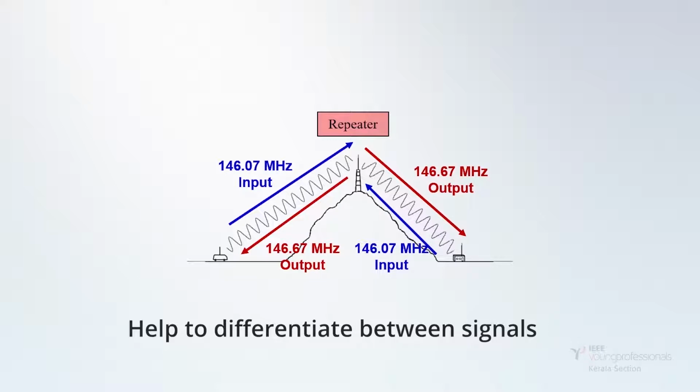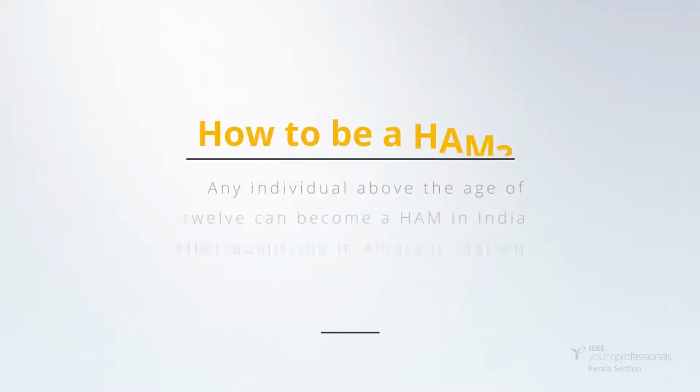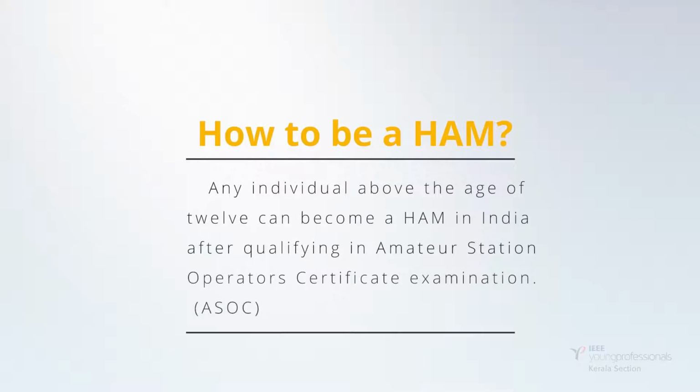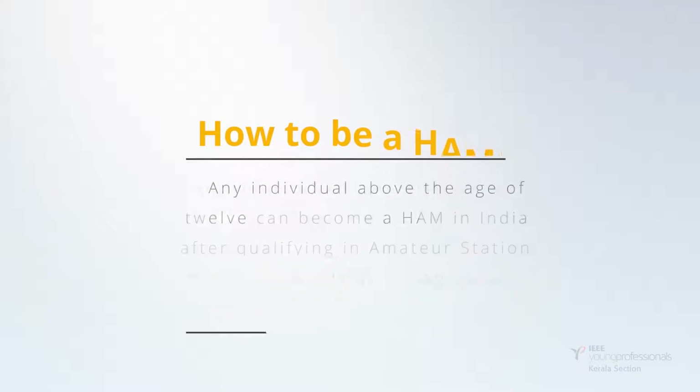So this is a basic principle involved in amateur or ham radio communication. How to be a ham operator? Any individual above the age of 12 can become a ham in India after qualifying in the Amateur Station Operators Certificate examination, or in short ASOC exam.